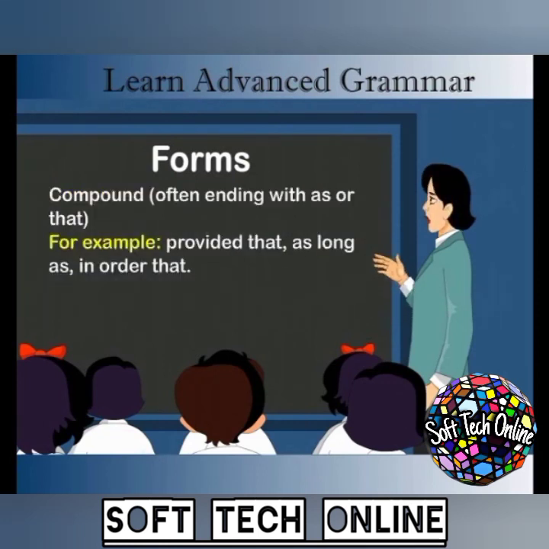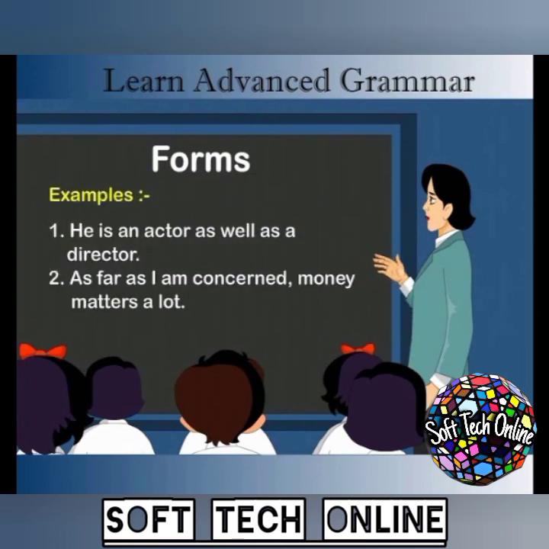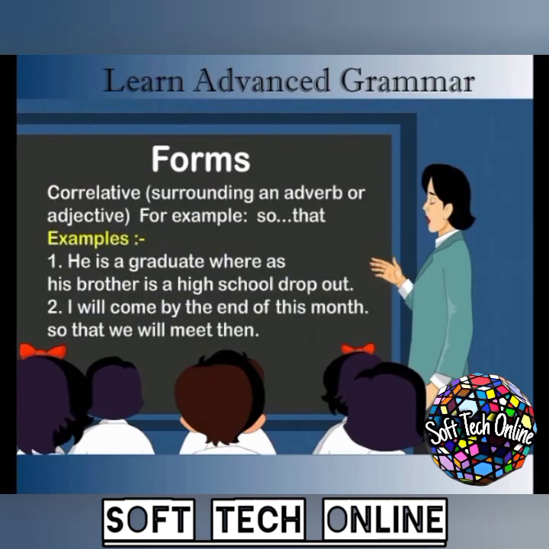Compound, often ending with as or that. For example, provided that, as long as, in order that. Examples: 1. He is an actor as well as a director. 2. As far as I am concerned, money matters a lot. Correlative, surrounding an adverb or adjective. For example, so, that. Examples: 1. He is a graduate, whereas his brother is a high school dropout. 2. I will come by the end of this month, so that we will meet then.